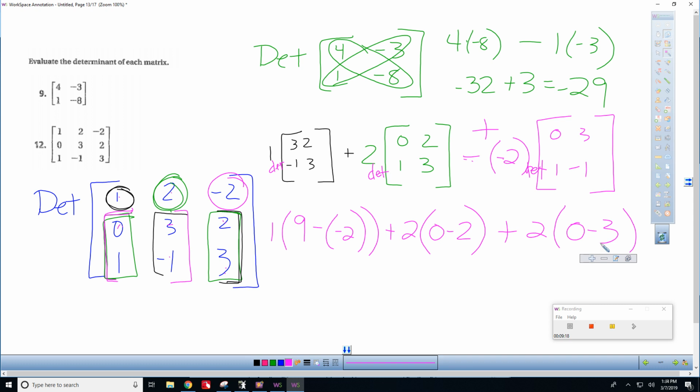1 times 11 is 11. 2 times -2 is -4. 2 times -3 is -6. The determinant is 1. Huh. Okay, moving on.